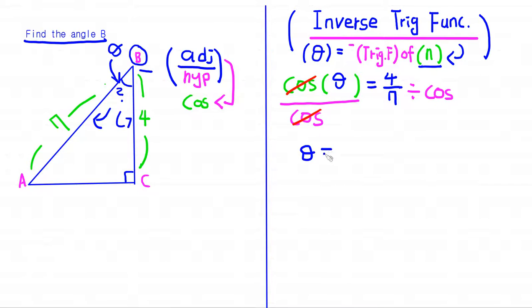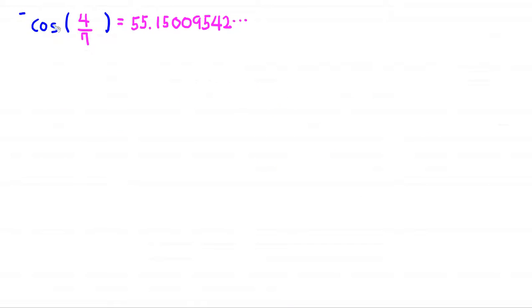And on the left side, only theta remains. Theta is equal to, as we did in the earlier step, the negative cosine, which is just the inverse trigonometric function, of the number, which is 4 over 7. And the inverse cosine of 4 over 7, I already calculated, is approximately 55.1500 and on and on.